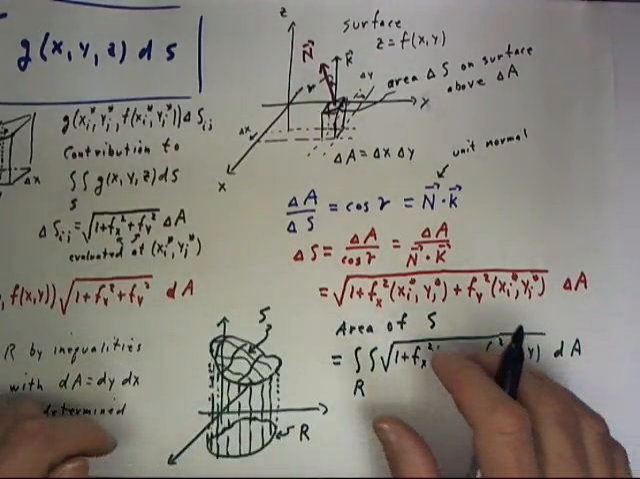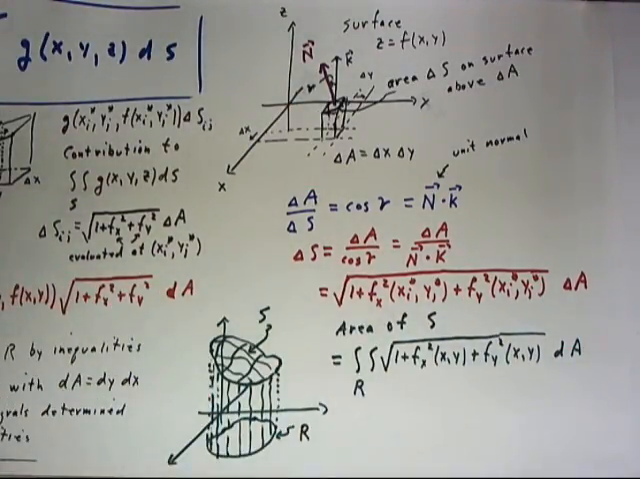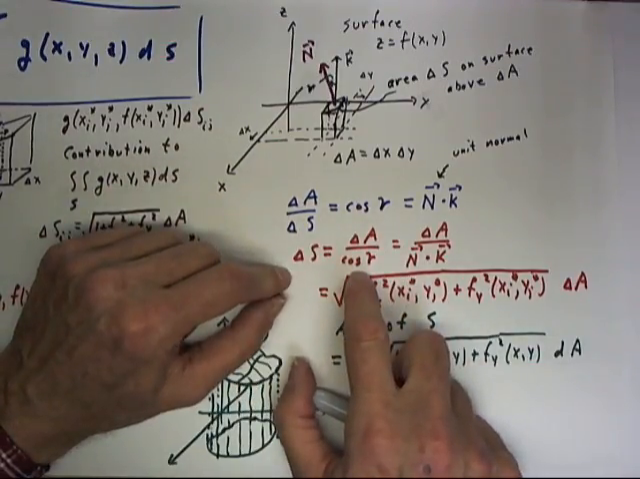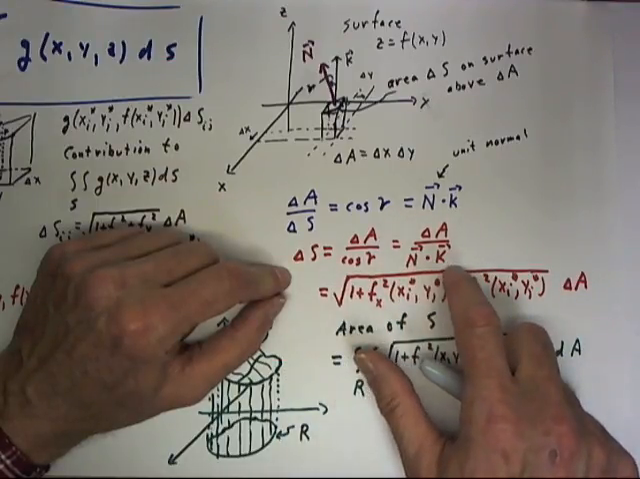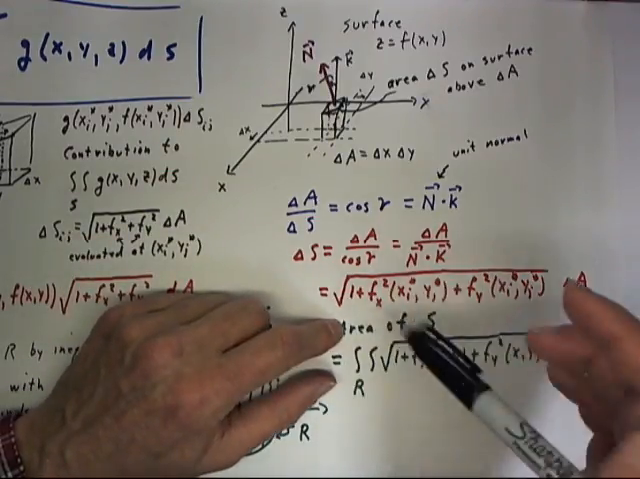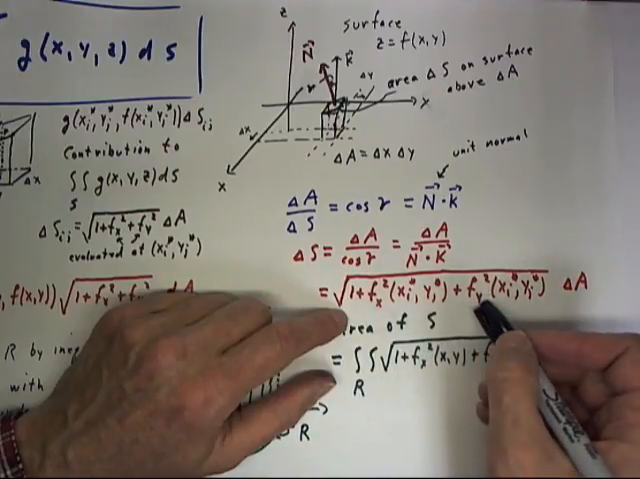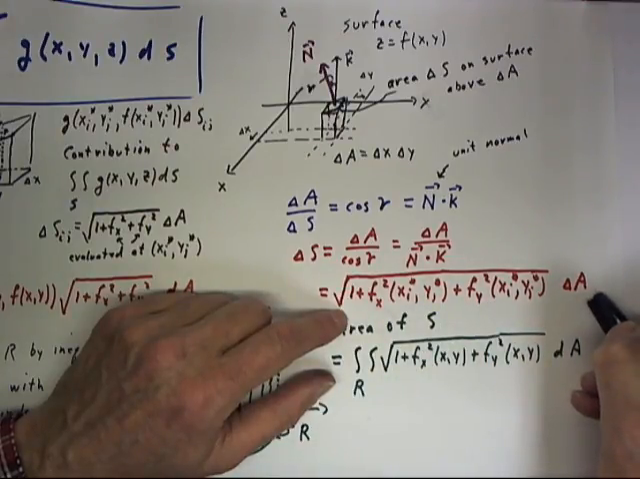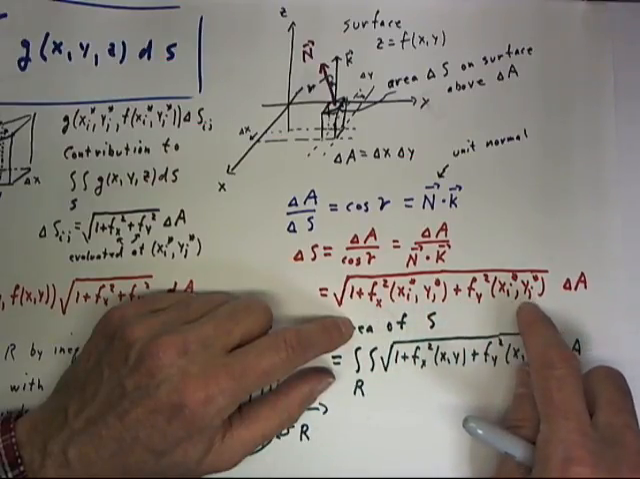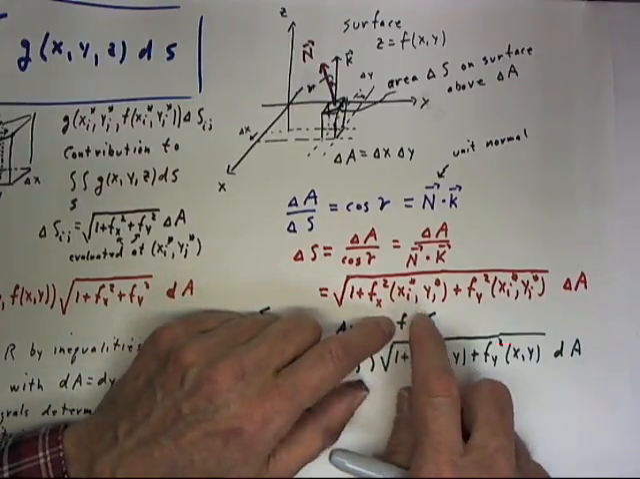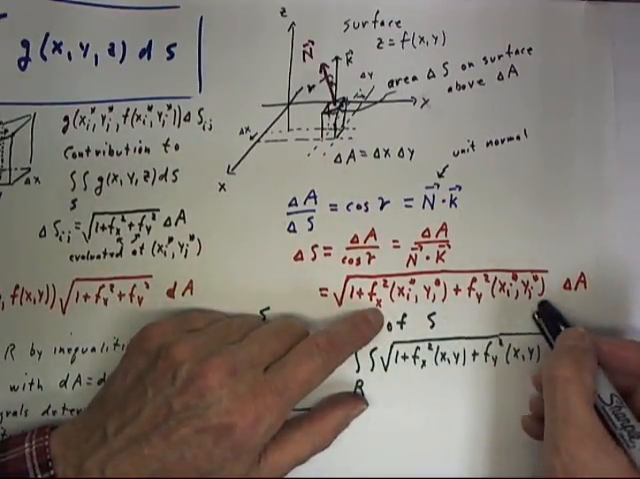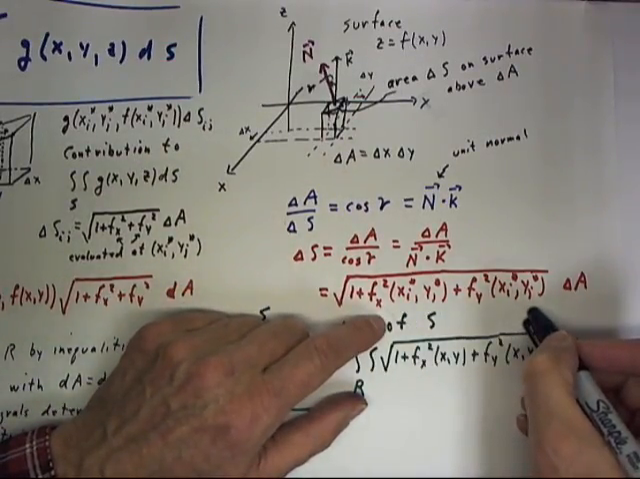I could label it as such up here, but let's not complicate the picture. So it follows that delta S is delta A divided by the cosine of gamma, which is delta A over n dot k. And this gives us the expression that we integrate to find surface area, the square root of 1 plus f_x squared plus f_y squared times delta A. Now, I've thrown in an xi star, yj star here to indicate that we're going to look at a partition of a region in the plane, and this is going to be a typical partition, and we're going to have a sample point within that partition.